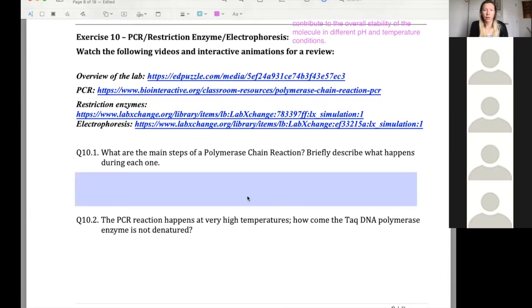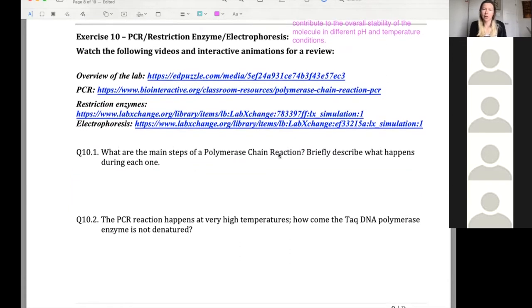All right, let's start with the PCR. The main steps of a polymerase chain reaction, there are three of them. There is denaturation, in which the DNA double helix opens up. Then we have the annealing, and then we have extension. Right, so what happens in annealing?